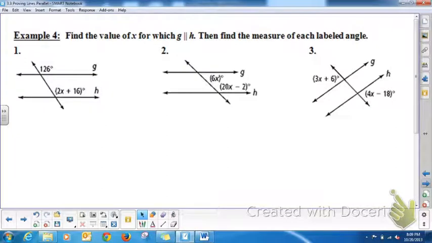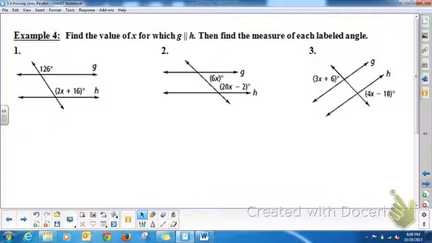Example 4, our final example. We're going to find the value of x for which G is parallel to H. Then find the measure of each labeled angle. So this is similar to what we were doing in the last section. If G is parallel to H, then how would you solve for x? And then find the missing angle measure.